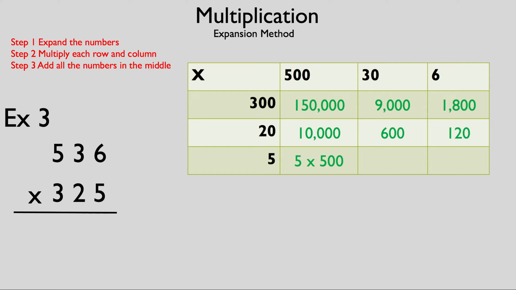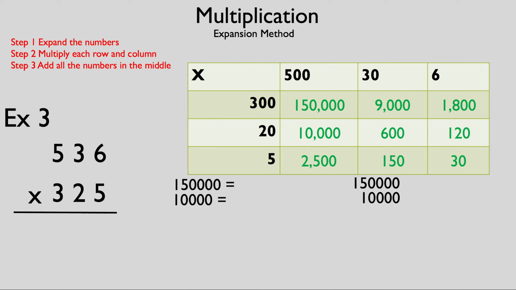As you guessed, 5 times 500, which gives you 2,500. Now we do 5 times 30, which is 150. And finally, 5 times 6, which is 30. So now we've got to arrange the numbers according to how many place values they have. So we have 150,000 equals 150,000 because there's only one number that has 6 place values. So now we do 10,000, which is the only number that has 5 place values.